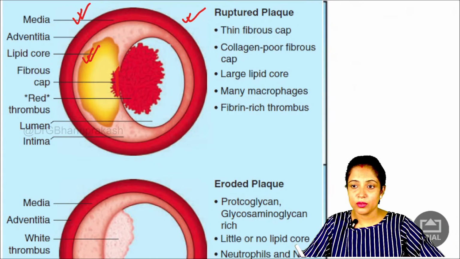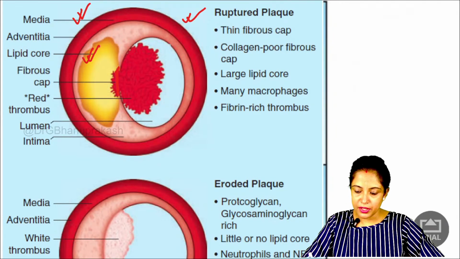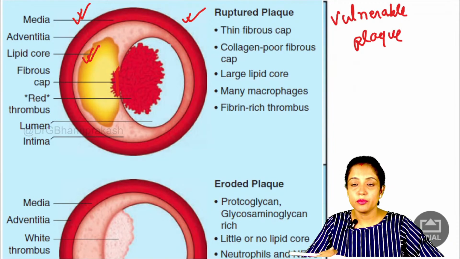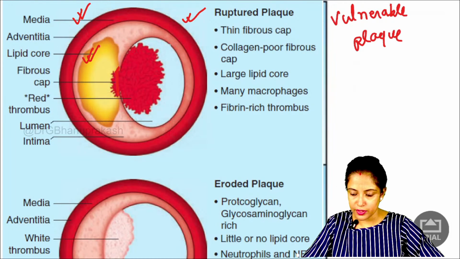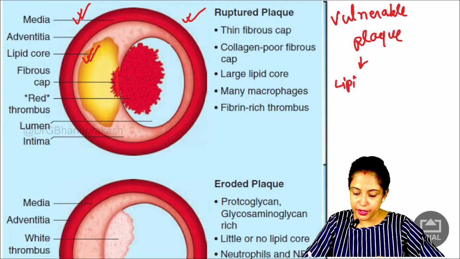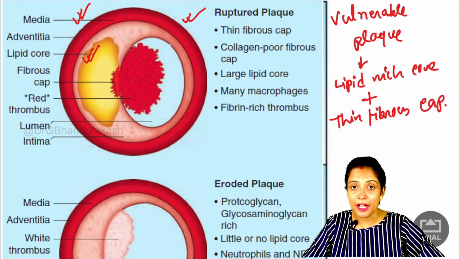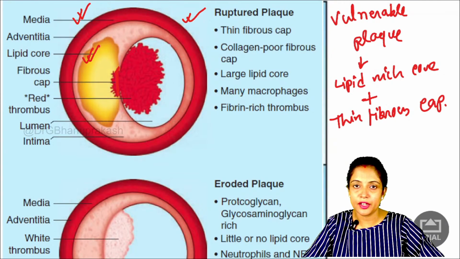So I was talking about a ruptured plaque. There is something known as a vulnerable plaque, which means a plaque that is very prone to rupture. Once a plaque ruptures, there will be thrombosis. A vulnerable plaque has two characteristics: a lipid-rich core, plus a thin fibrous cap.